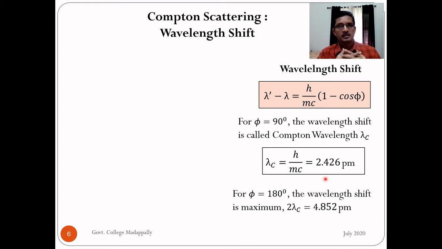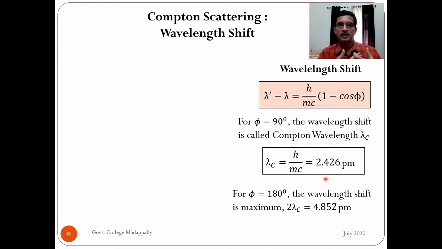Whatever incident radiation we use, whether it is visible light, infrared, UV, X-ray or gamma ray, the maximum possible wavelength shift is 4.852 picometer, roughly 5 picometer. That is the maximum. So Compton scattering is significant only if the incident wavelength lambda is comparable to this wavelength shift. Otherwise, we cannot detect it.